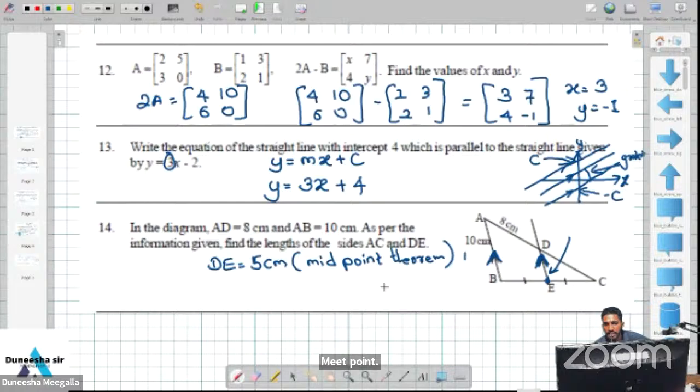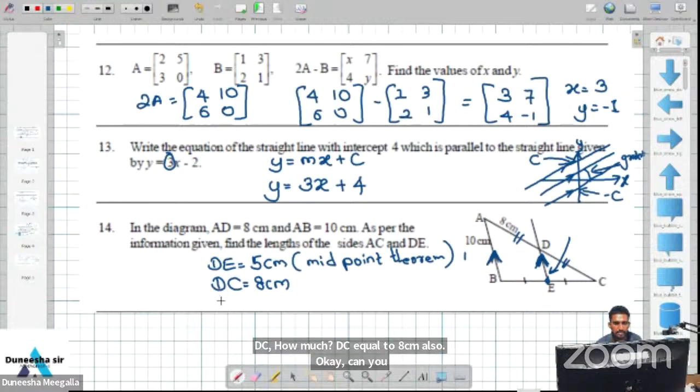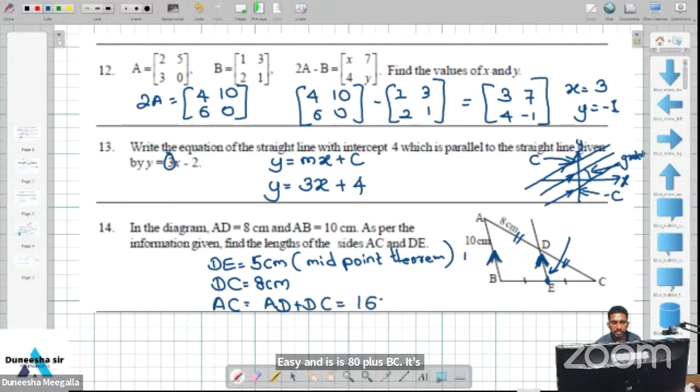Okay, what is DE equal to? Then DC is equal to how much? DC is equal to 8 centimeter also. Can you find out AC? AC is AD plus DC. It's 16 centimeter, 8 centimeter plus 8 centimeter. Okay.